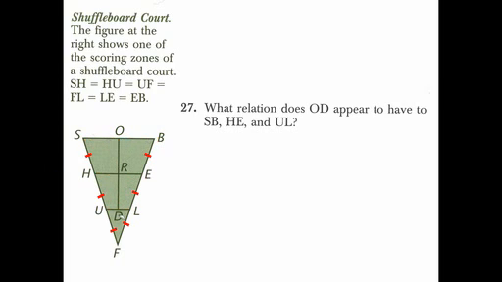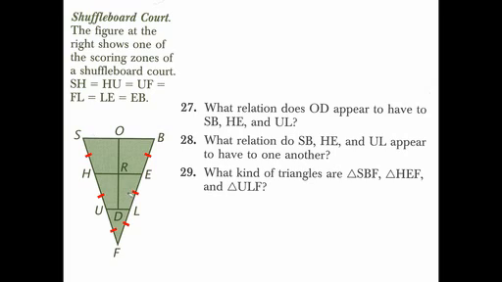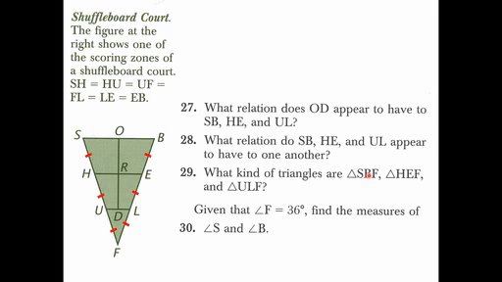Let's keep going here. What relation do SB, HE, and UL appear to have? So again, we're looking at these three segments, what appears to be true about them. What kind of triangles do we have? Again, you have two choices there. You should consider, are we talking about their angles, or are we talking about their sides? Or maybe both. We're going to give you one measurement here. Angle F up here, 36 degrees. Now they're going to ask you about three other sets of angles. What can you calculate from that?